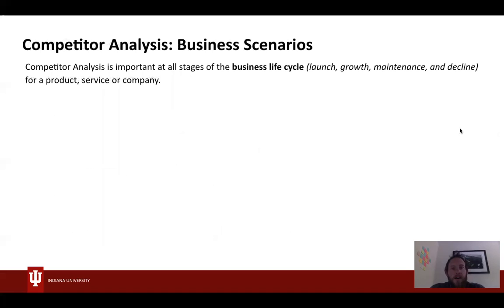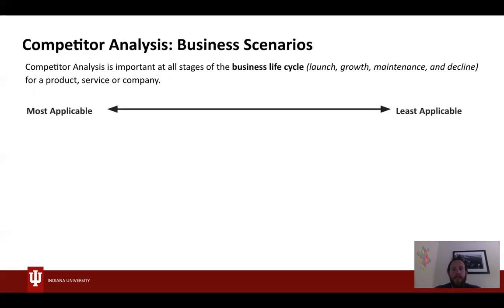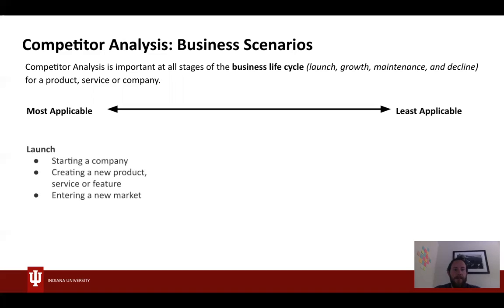Thanks, Cecilia. So when we're thinking about competitor analysis, it's important to understand which business scenarios it's most likely applicable for. So it is important at all stages of the business life cycle, whether it's launching, growth, maintenance, and decline for a product, service, or company. So when we think about this, we need to look at a spectrum of these different scenarios, and we'll review those today here. So in the most applicable section, we're looking at the business life cycle of launching.